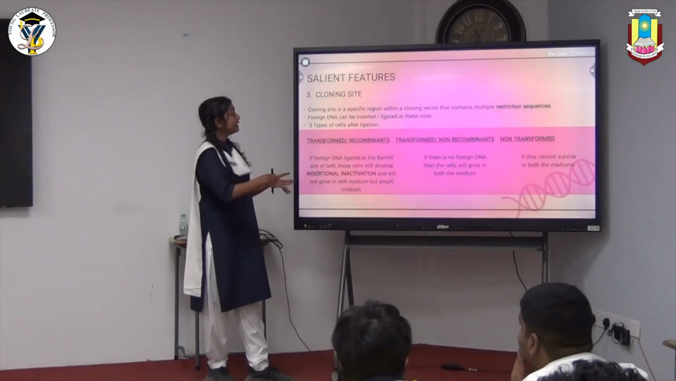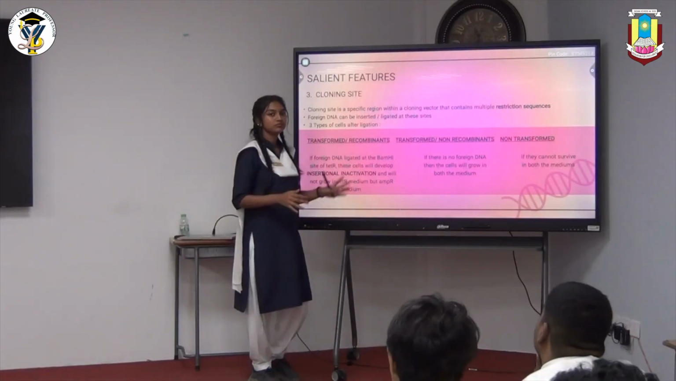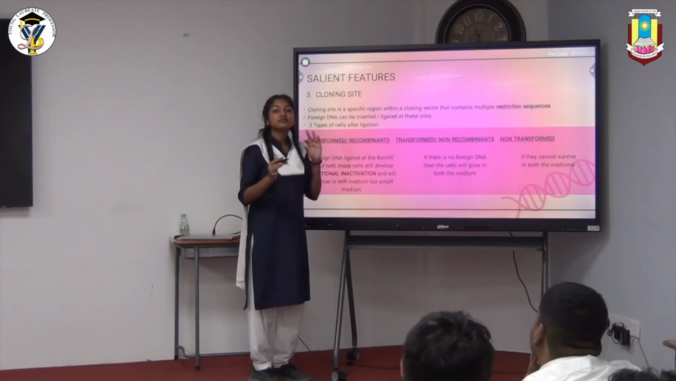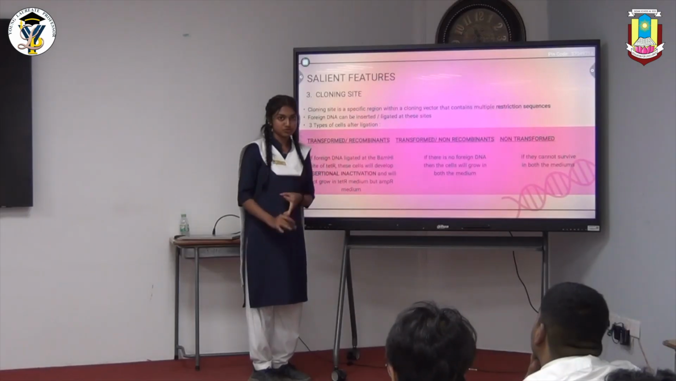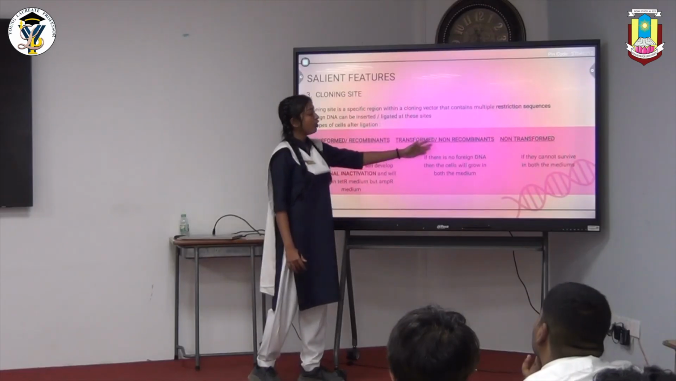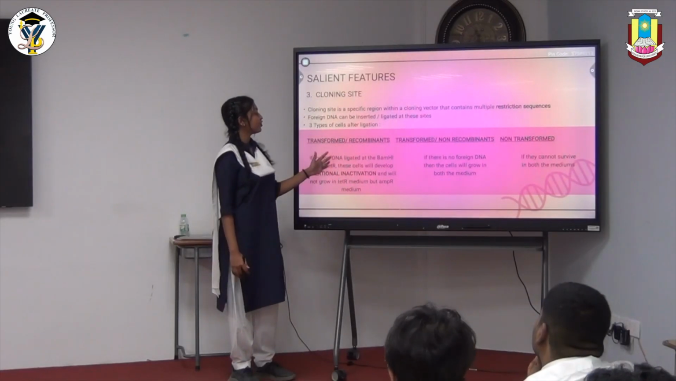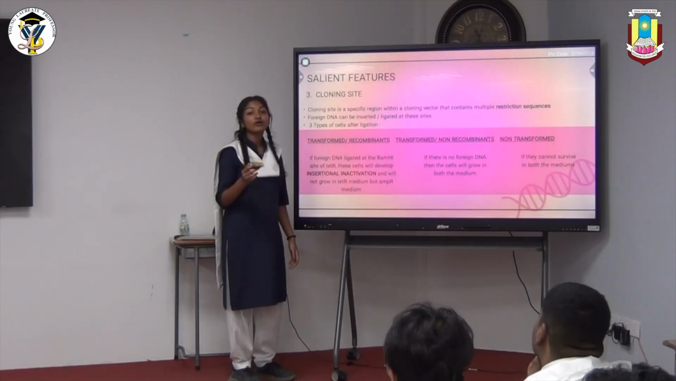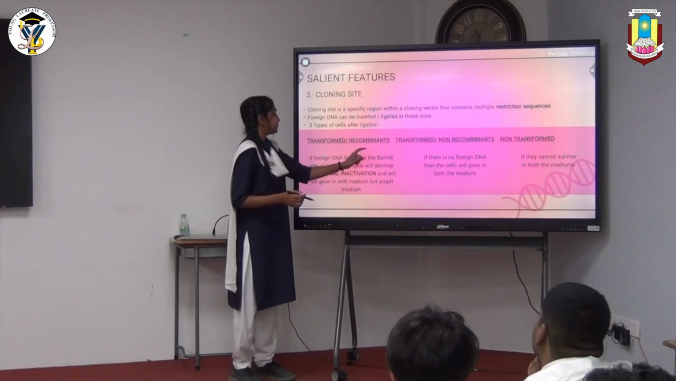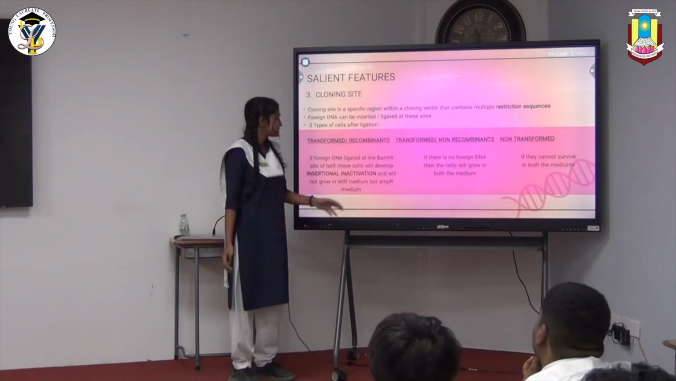Now, when the foreign DNA is inserted or ligated at the BamHI, for now, right? There are three types of cells which are produced. One is the transformed recombinants, transformed non-recombinants, and non-transformed. Now, how do you know it's transformed recombinants? If the foreign DNA is ligated at the BamHI or your restriction sequence of your choice, right?